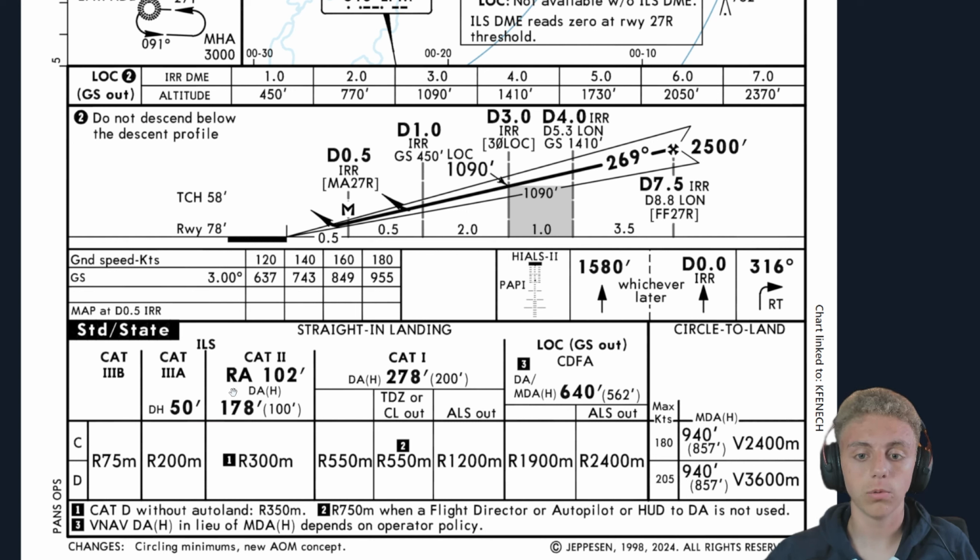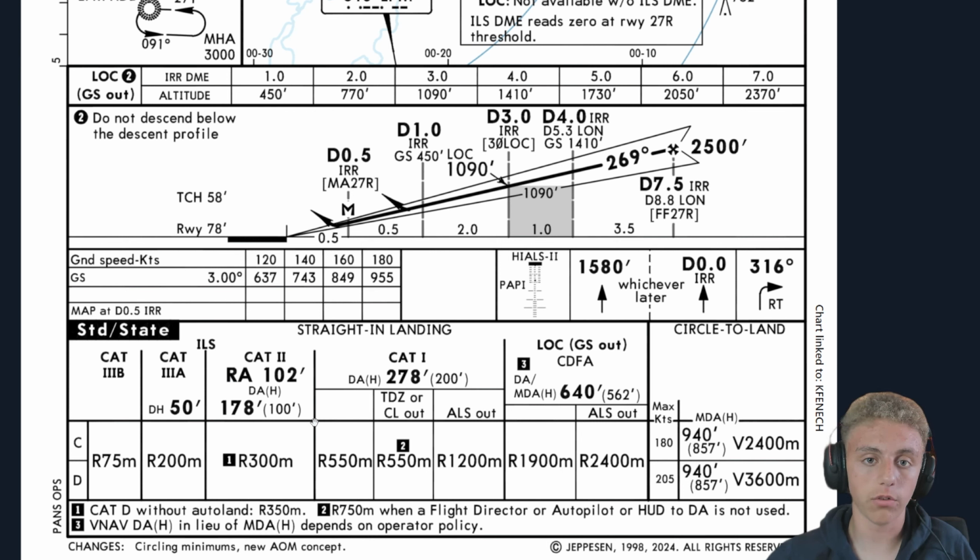Category 2 landings, which are a bit lower visibility, this is radio altitude, RA. Radio altitude 102 feet, because the altitude may differ, as there may be, for example, a ditch in front of the runway or some things like that. The decision altitude or height is 178 feet or 100 feet. The radio altitude is pretty much the aircraft using its radar to scan the ground and see how high it is off the ground.